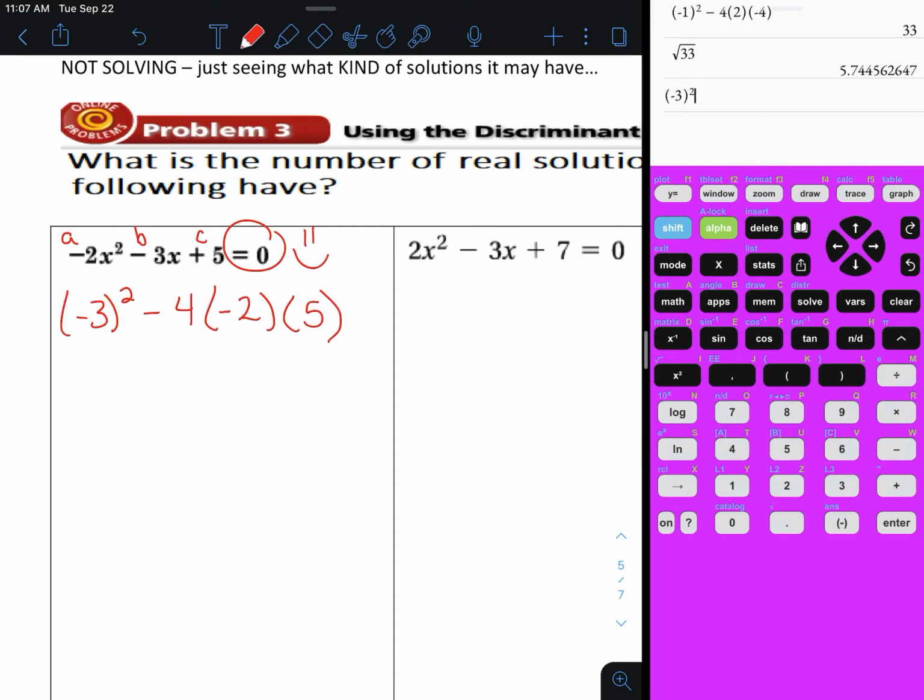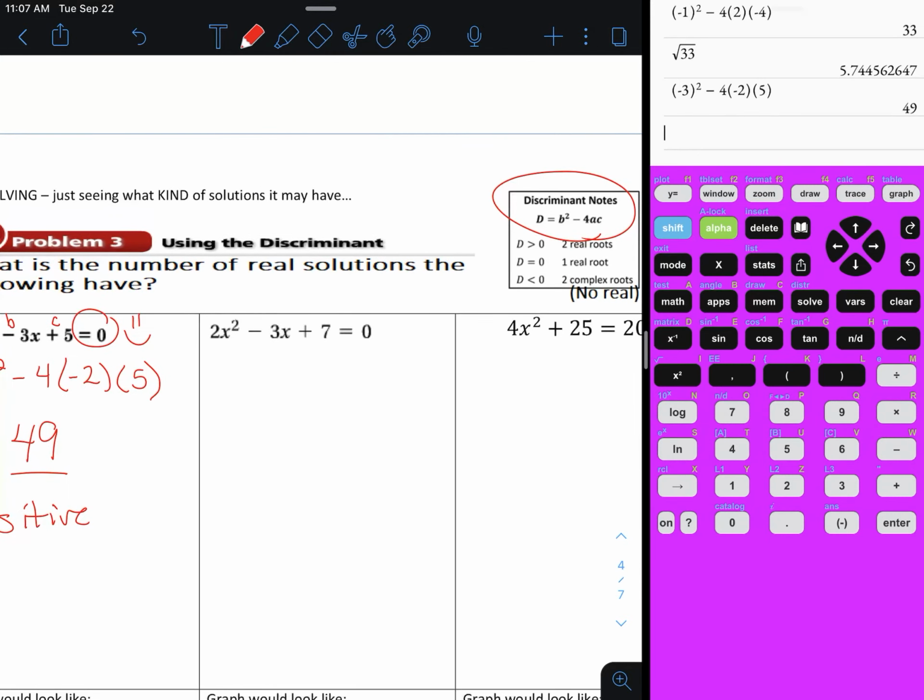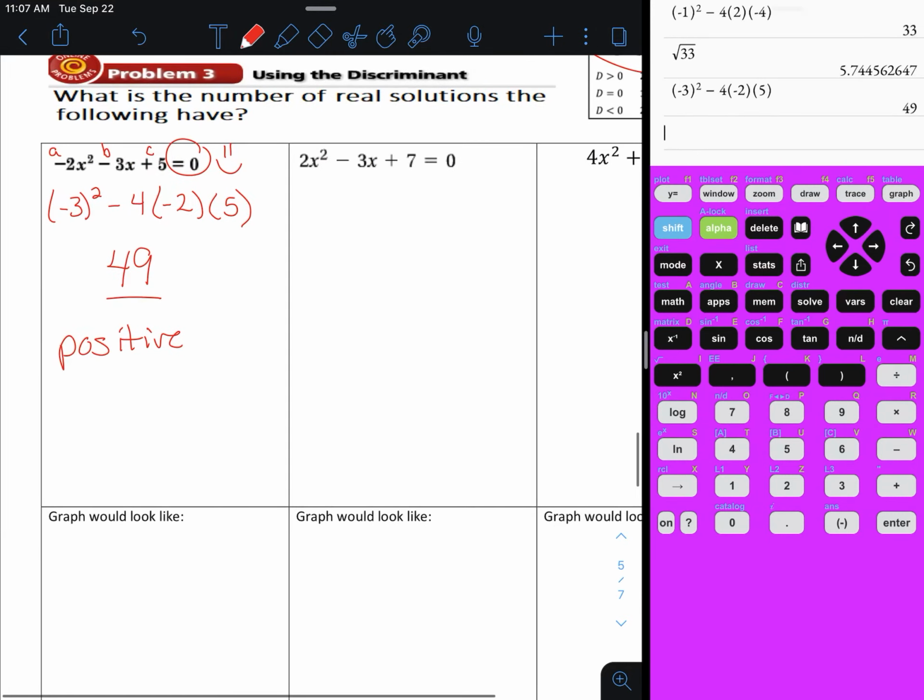All right, so we know that's actually going to be 49. But you can do this by hand. You can just use your calculator. Hopefully by now you know your order of operations. So see how I got 49 there? See how 49 is positive? Since it's positive, let's see what that means. So it's greater than 0, so it's going to have 2 real roots. 2 real solutions, 2 real roots, however you want to say.